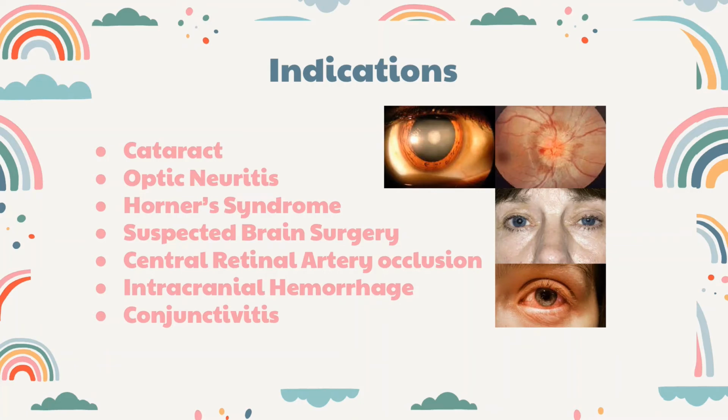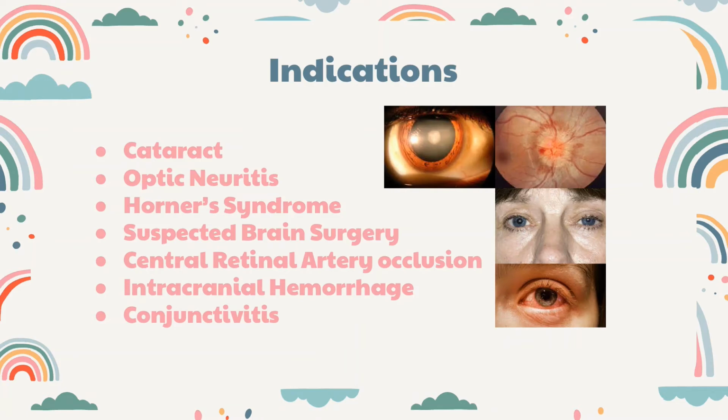Next, we have optic neuritis. It is the inflammation of the optic nerve. Therefore, pupillary assessment has to be done to evaluate the extent of inflammation. Next is Horner syndrome. This condition affects nerve supply to the eye, and so pupillary assessment can help determine its effects on the pupils.